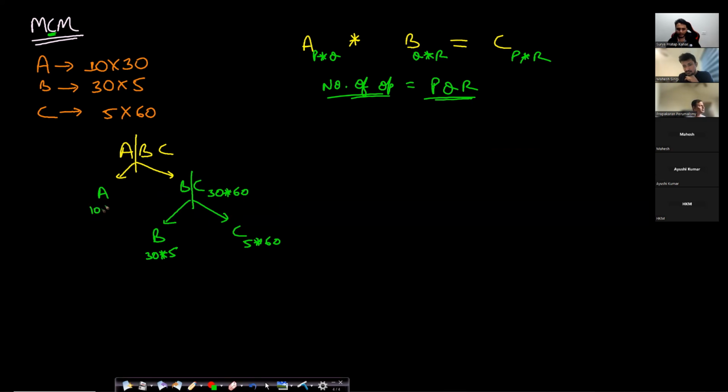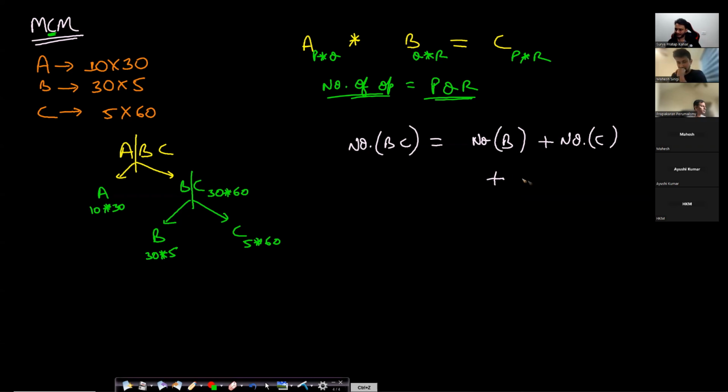And on the A side, it will be 10 comma 30, right? But what is the number of operations you think to multiply BC and get the result? It will be equal to the number of operations it took to form B plus the number of operations it took to form C plus the total number of operations to multiply them together, which is P into Q into R. If I take the dimensions, it will be PQR, right?